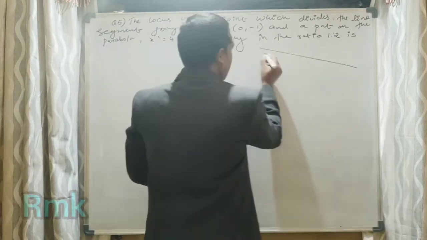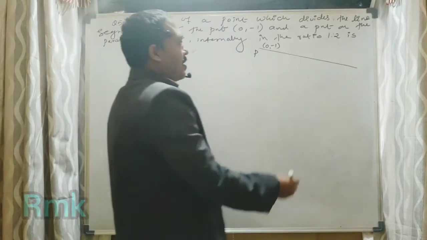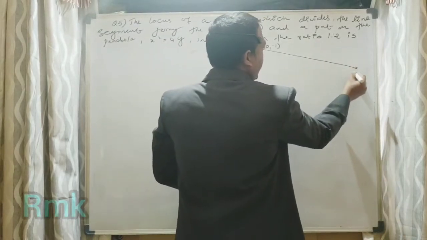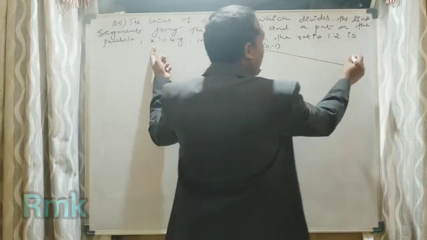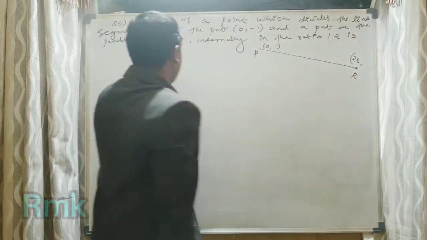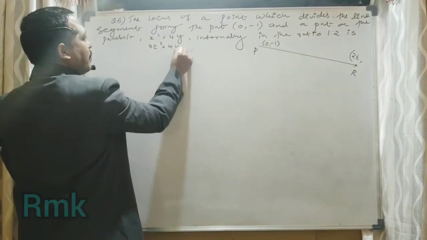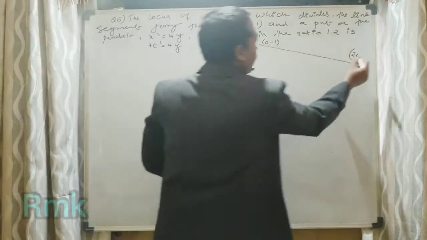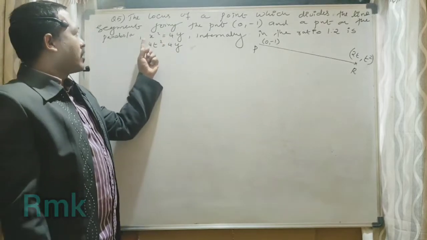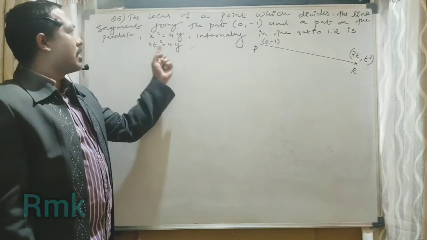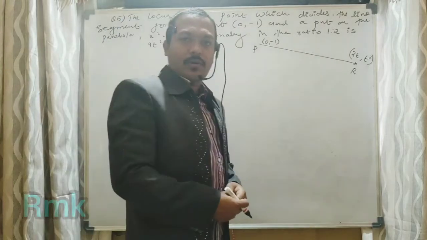A line contains a point P (0, minus 1) and another point R, that is a point on this parabola. We take that point's abscissa x as 2t. So x is 2t, that is here 4t square is equal to 4y. Y is equal to t square. So x square is 4t square is equal to 4y, 4 by 4 getting cancelled. At that time y is equal to t square. So the general point of that parabola is (2t, t square).